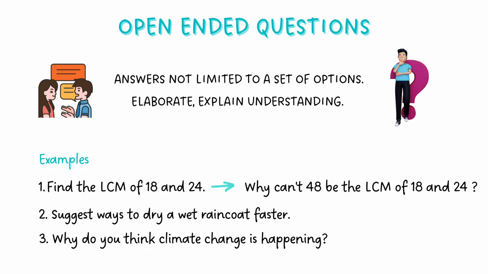For example, find the LCM of 18 and 24. Now this is a closed question. It has one right answer. But if we had asked them, why can't 48 be the LCM of 18 and 24 instead? They're solving the LCM of 18 and 24 and at the same time justifying the reason as to why their answer is so. So this pushes them to think one level deeper.